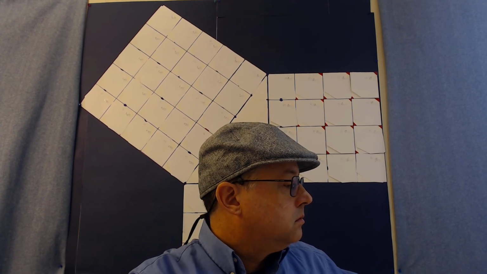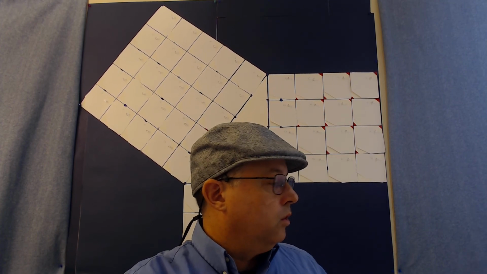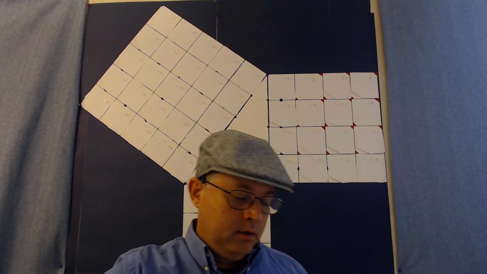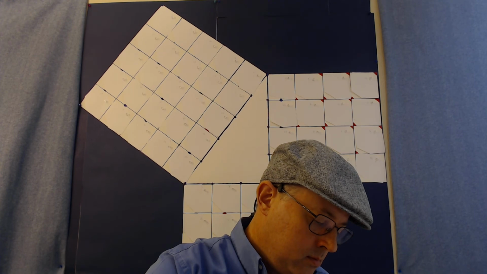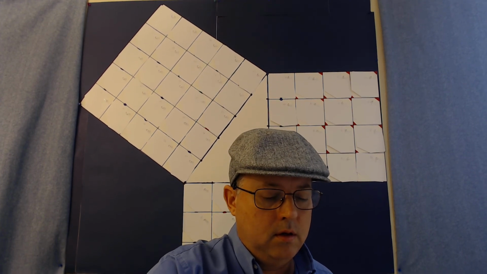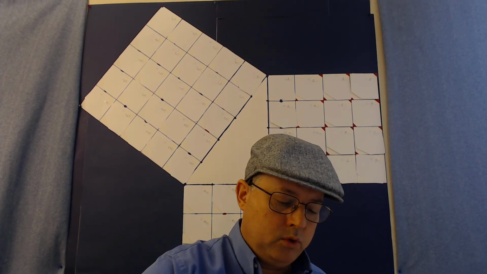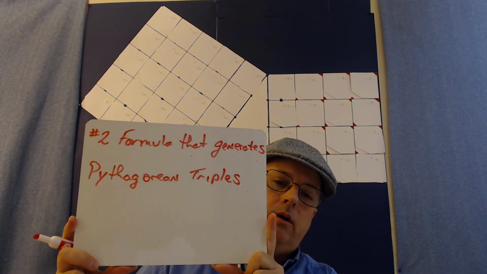And so now in our next video, we are going to go through our number 2 formula that generates Pythagorean triples. Okay, that's what's going to happen in our next video.